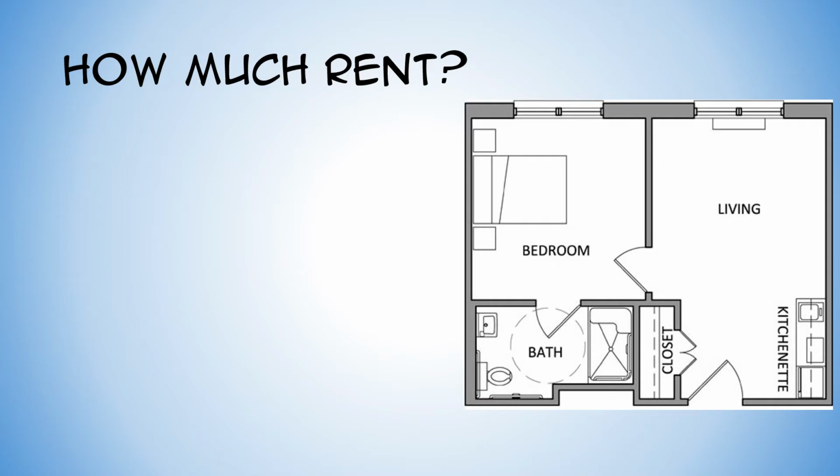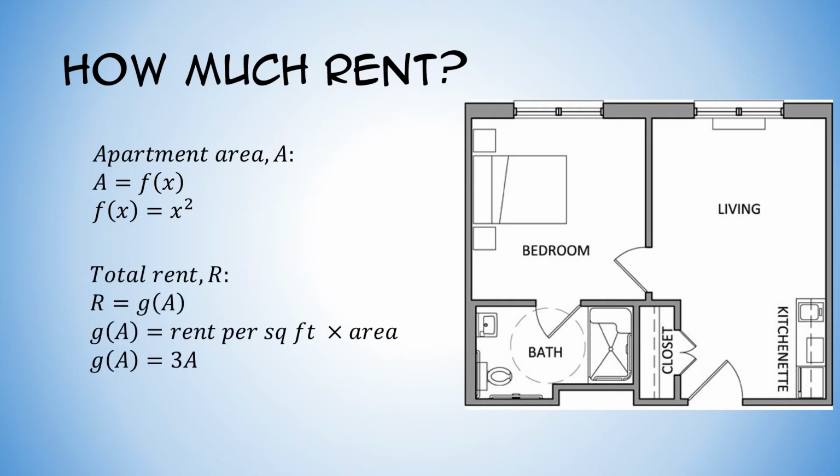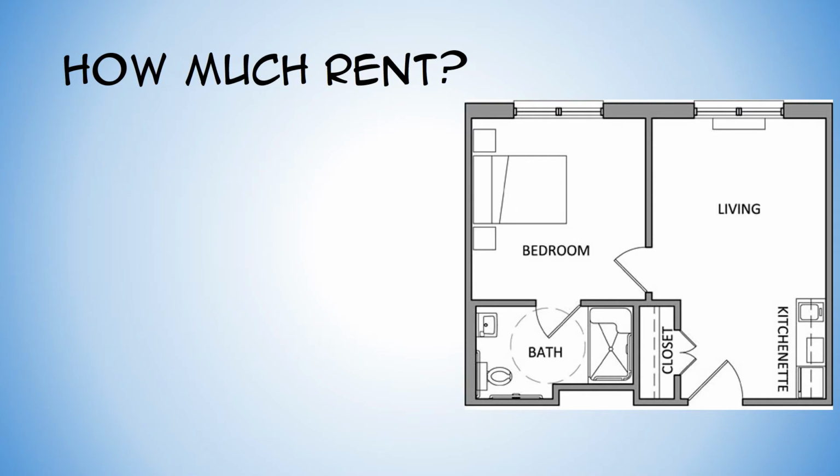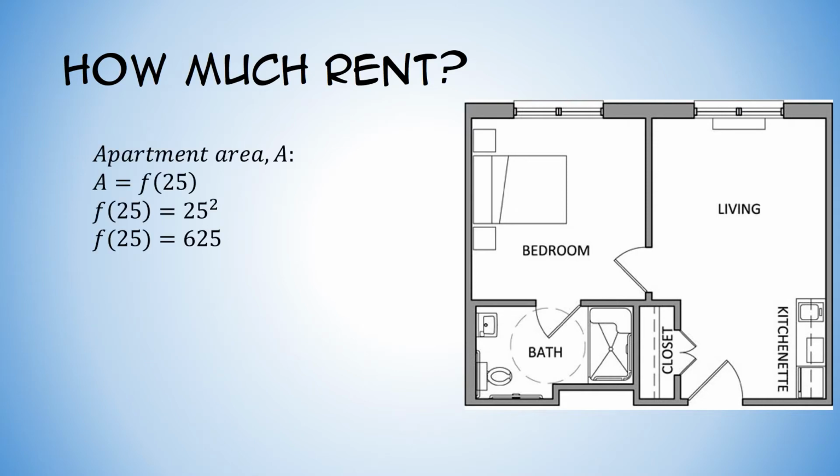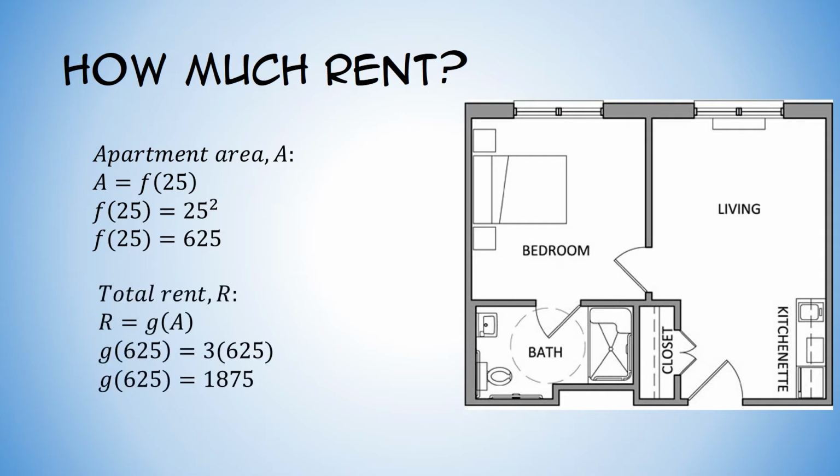For simplicity, let's assume that the apartment is square, so its area A is a function f of its length x, which is x squared. Then given that we know A, we can calculate the total rent per month, R, by multiplying A by the rent per square foot per month of the apartment. A typical rent per square foot of a single-bed apartment in Kuala Lumpur is roughly 3 ringgit as of 2018, so let's just multiply A by 3. So suppose our apartment is 25 feet long. This gives us an area of 25 squared, which is 625, and thus a total rent of 1,875 ringgit a month.